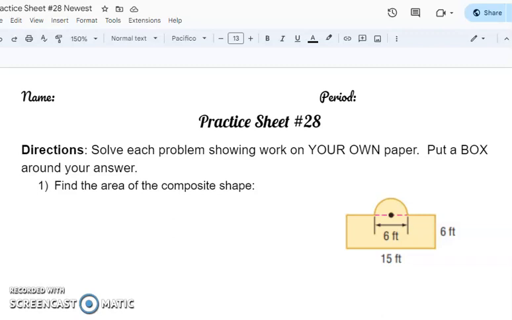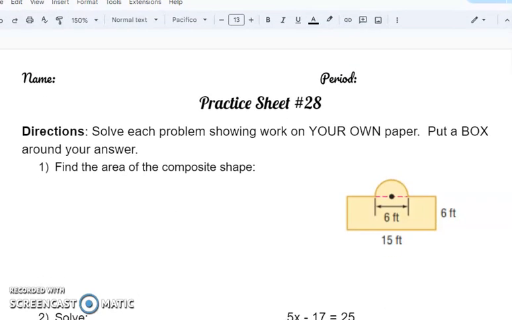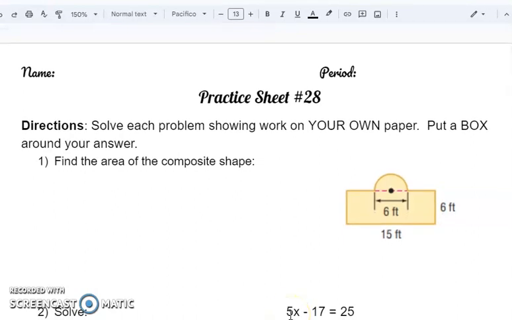We are working on practice sheet 28. And most of you that have been here all year should know some of our basics about doing these. We know that we need to break up our shape when we're doing area of composite shapes. We break up our shapes and we put in our numbers. So here we have a 6 and a 15. Your job is to put the formula, substitute and solve for that.